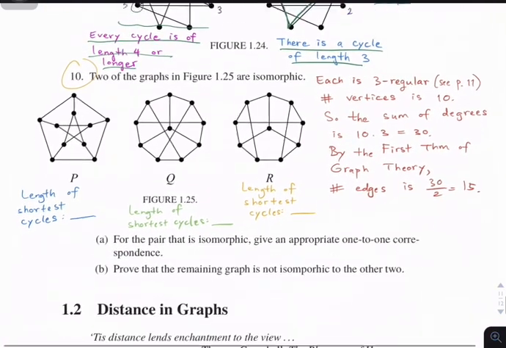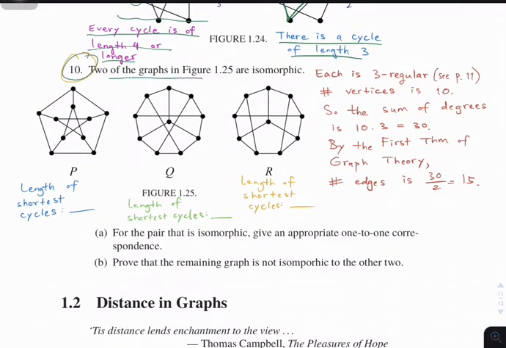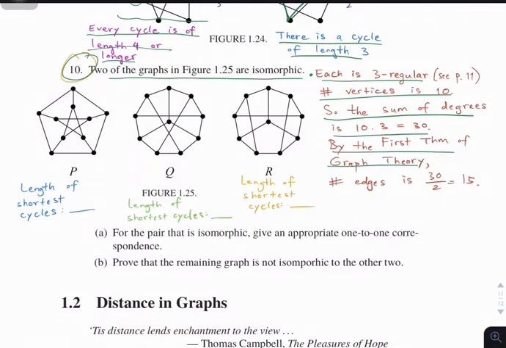For this exercise, two of these graphs are isomorphic, but one is not isomorphic to the other two. We can try different ways to prove this. One thing to notice is that each of the graphs is 3-regular. So the number of vertices is 10, and the sum of the degrees is 10 times 3. And by the first theorem of graph theory, the number of edges is 15. So all of these are the same, and we cannot use these facts to prove which one is isomorphic and which one is not.